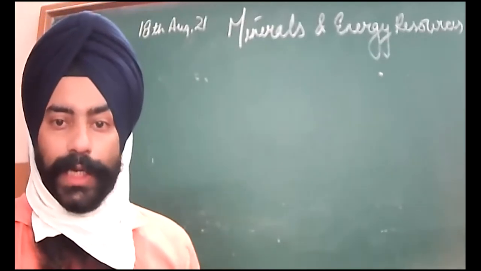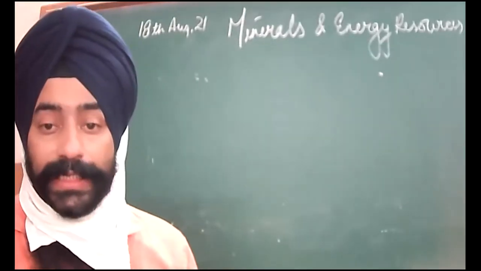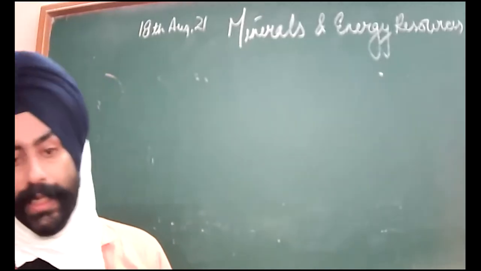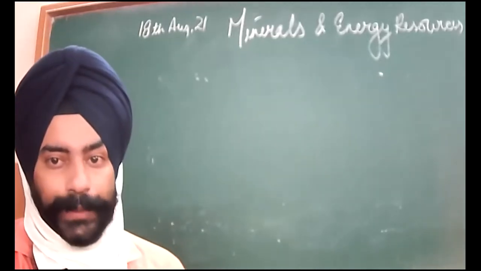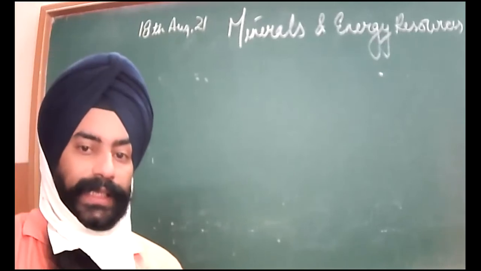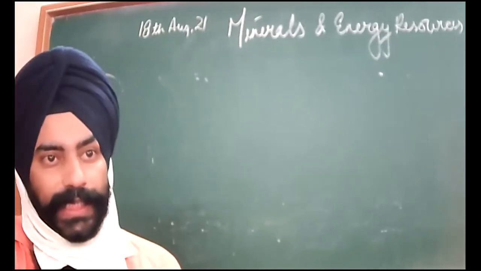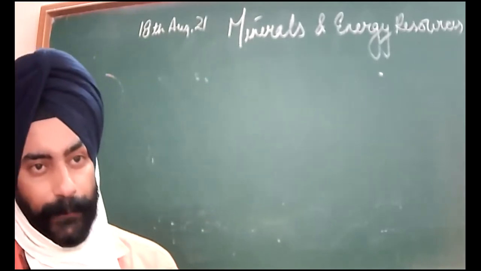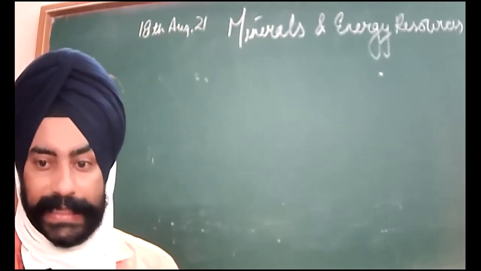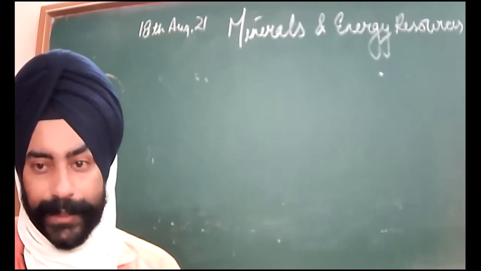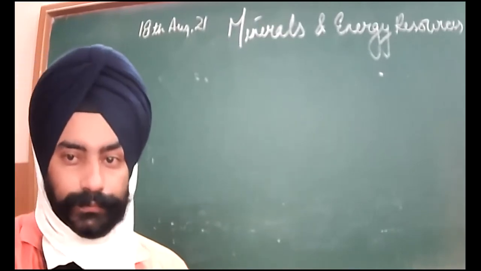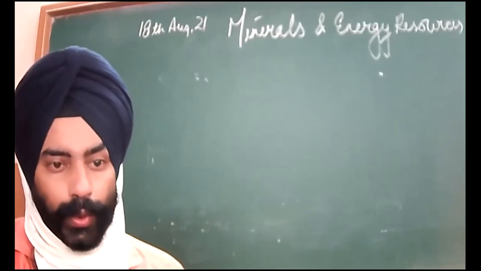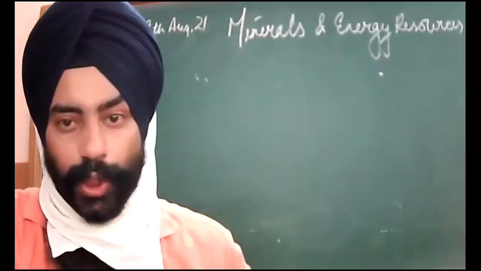What does a rock mean? Rocks are also naturally occurring substances, but they do not have definite chemical properties. All over the world, there are three types of rocks: igneous rocks, sedimentary rocks, and metamorphic rocks. Different types of minerals are extracted from different types of rocks.